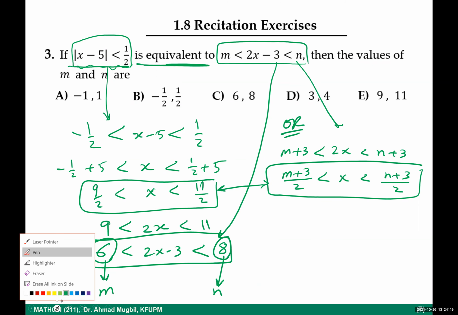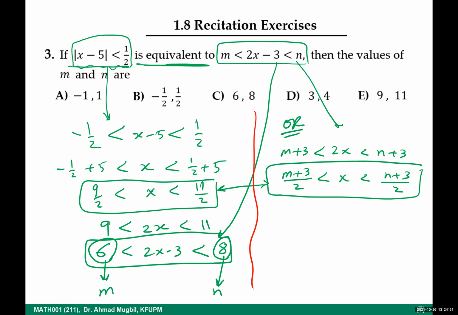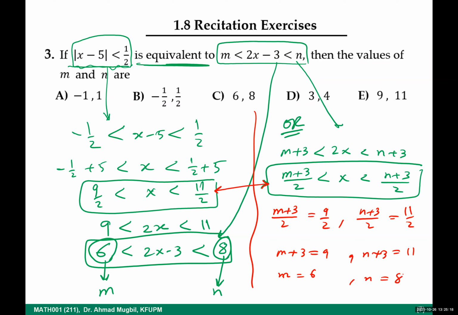m plus 3 equals 9, n plus 3 equals 9. So compare between this one and this one. The denominator is the same. m plus 3 over 2 will be 9 over 2, and n plus 3 over 2 will be 11 over 2. So m plus 3 will be 9, and n plus 3 will be 11. From here m is 6, and from here n is 8. Because they are equivalent, we can do that, of course.